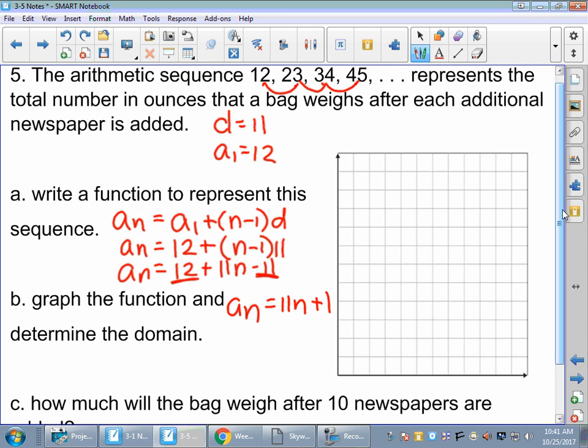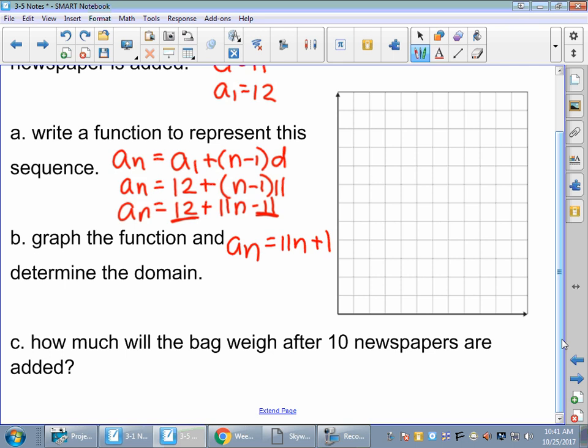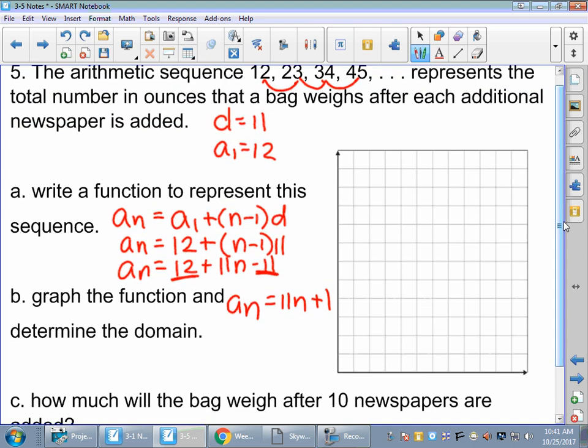Graph the function and determine the domain. How much will the bag weigh after 10 newspapers are added? So after one newspaper we're at 12. I'm going to count by newspapers here on the bottom. And on the top, I'm actually going to count by 3s. 3, 6, 9, 12, 15, 18, 21, 24, 27, and 30.